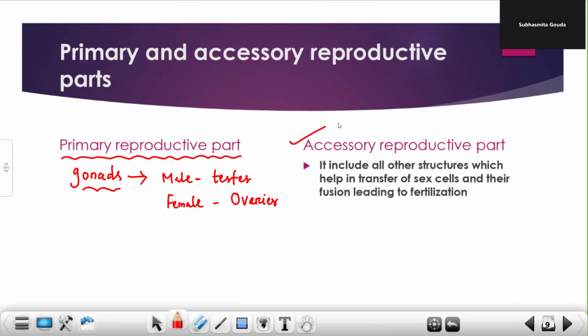In the accessory reproductive part, it includes all the structures which help in the transfer of the sex cell. What do you mean by sex cell? Sex cell means gametes. And their fusion leads to fertilization and also growth and development of the egg till the birth of the baby. Next is the male reproductive part.